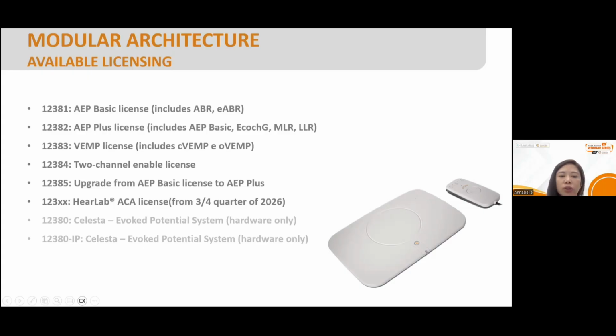Okay, so we also include the hardware, the evoked potential system, and then the amplifier. Okay, if there are some questions, you just type in the chat box, and I think our colleague will translate it to me, and then we can reply later.